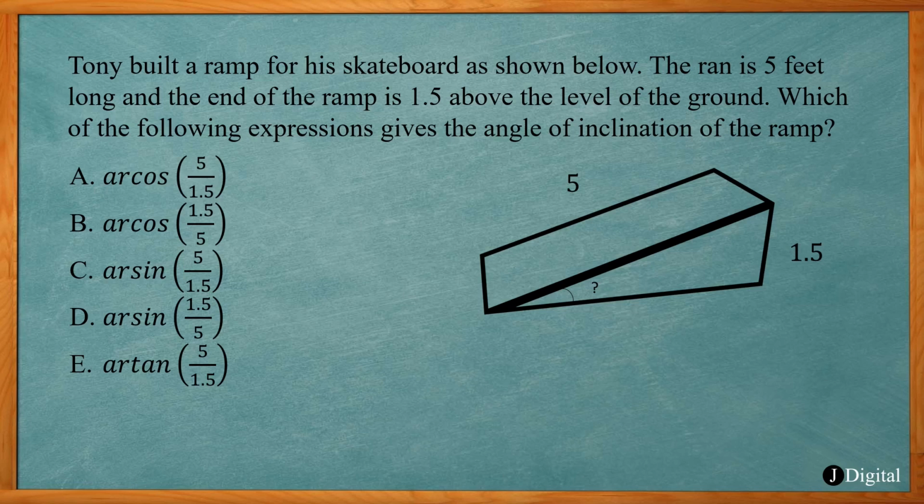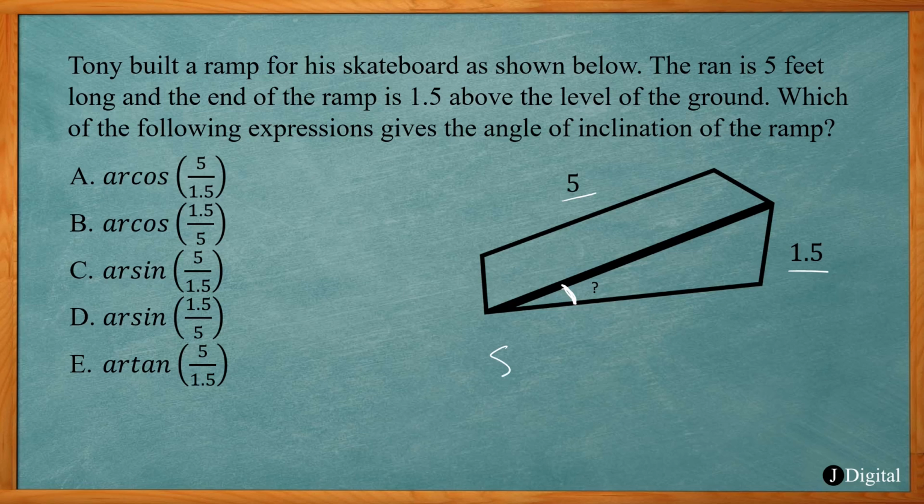This problem says Tony built a ramp for a skateboard as shown below. The ramp is 5 feet long, and the end of the ramp is 1.5 feet above the level of the ground. Which of the following expressions gives the angle of inclination of the ramp? So this is the angle that we're looking for. If we look here, we have side 1.5 feet tall, and the ramp is 5 feet long. So we get those sides that's opposite from that angle and the hypotenuse.